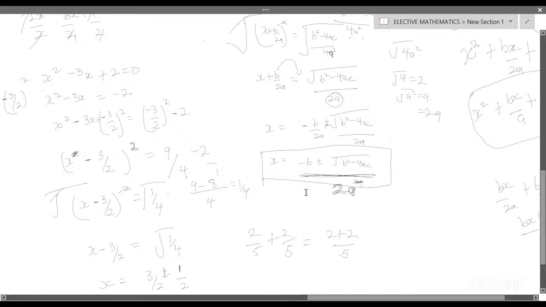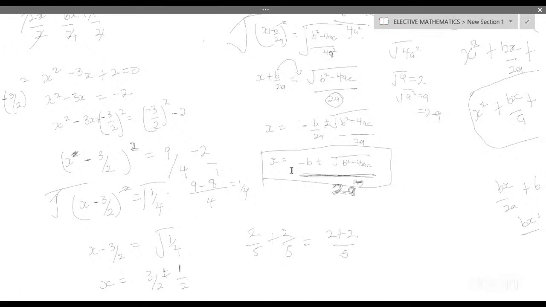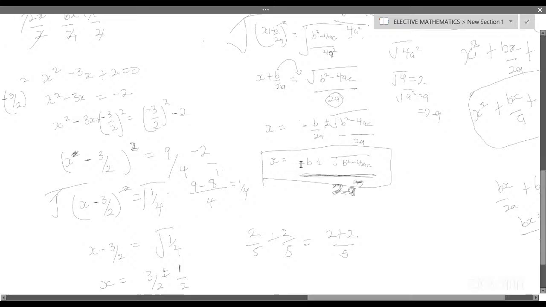That is the next thing we'll talk about, using the quadratic formula. When you substitute the a, b, and c values, you get the answer straightforward. You will get the values. You can try.